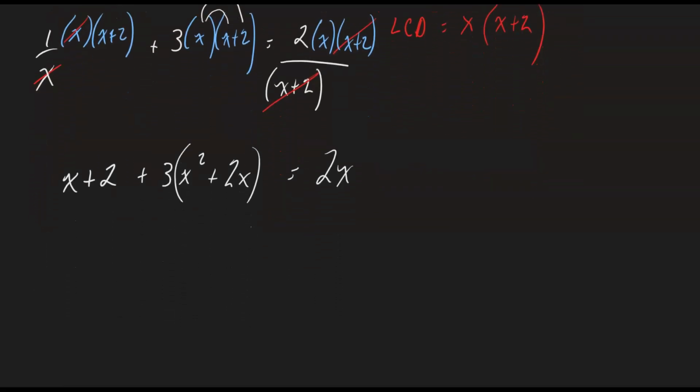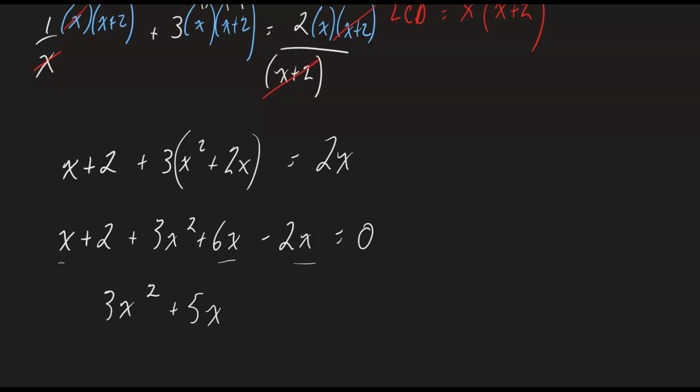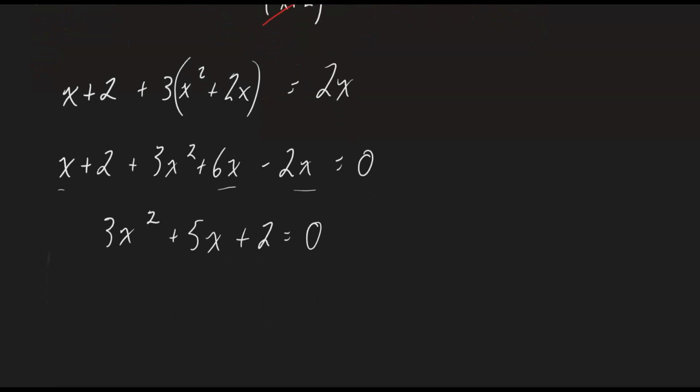Let's continue. Simplifying, I've got x plus 2 plus 3x squared plus 6x. I'm moving my 2x over, so minus 2x, and we'll have it equal to 0. Gather like terms. 3x squared goes first. Let's look at the x terms. There's one there, and one there, and one there. X plus 6x is 7x, minus 2x is plus 5x, plus 2 equals 0. Okay, all that to get it to a state where now we can factor.